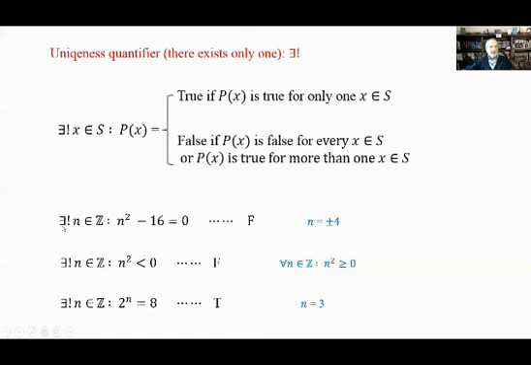Here are a few examples. There is only one n in Z, n squared minus 16 equals 0. False, because there's more than one. There's only one n in Z, n squared less than 0. That's false. There's none. There is only one n in Z, 2 to the power n is equal to 8. That's true. n is equal to 3.